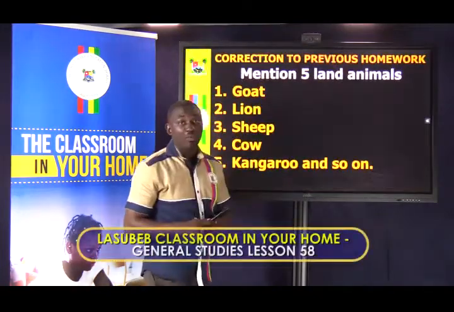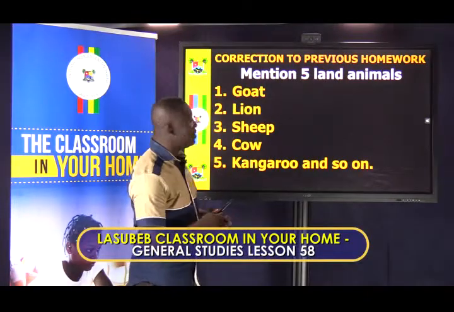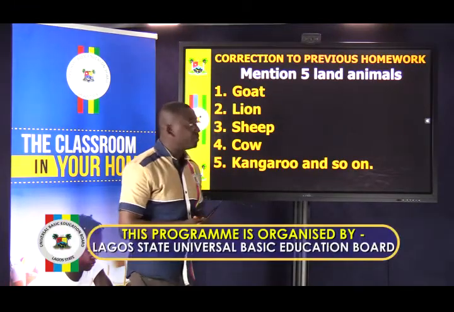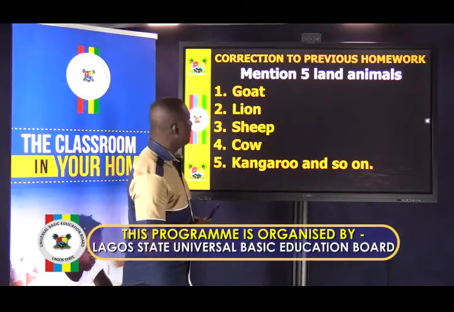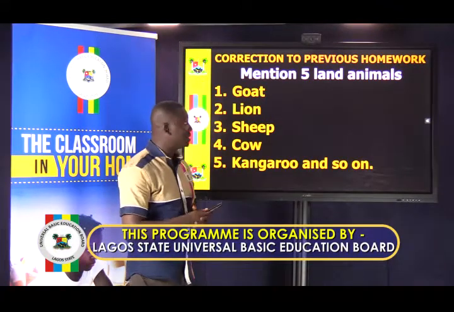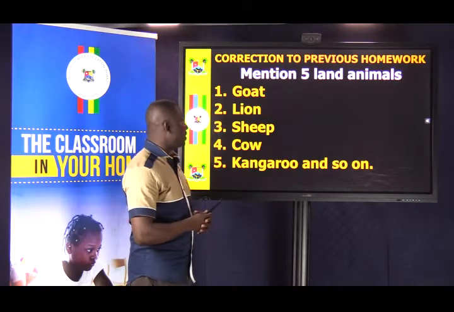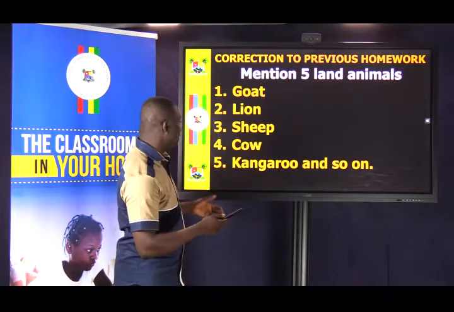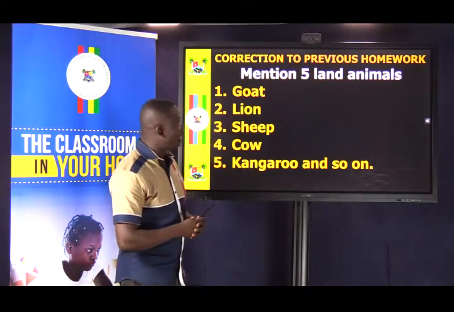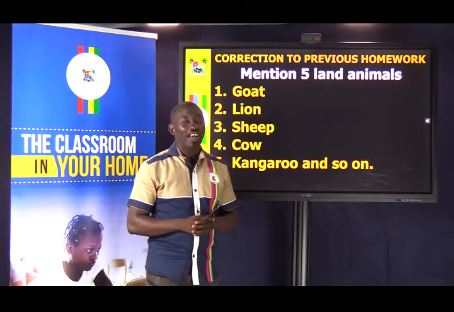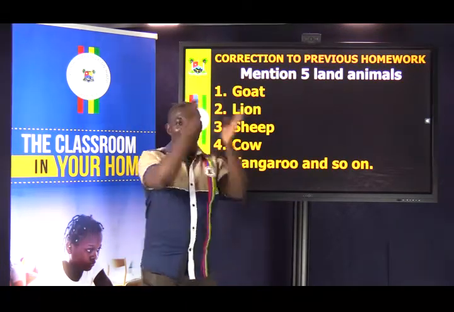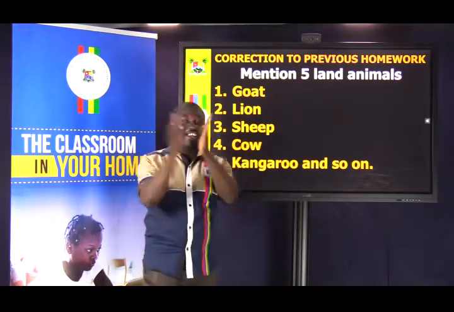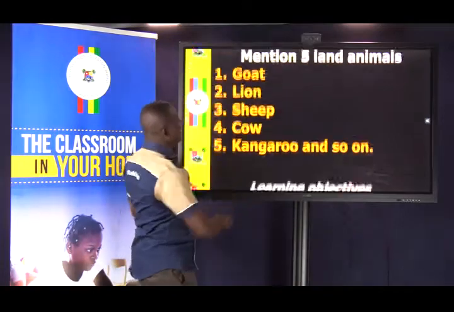Aquatic animals. But before we go deep into today's class, let's have correction to the previous homework. In our last class, I asked you to mention 5 land animals. Of course, goats, lion, sheep, cow, and what else? Dogs, and many others. I'm sure you got all the answers correctly and you deserve an excellent cheer. Excellent. Well done, you.